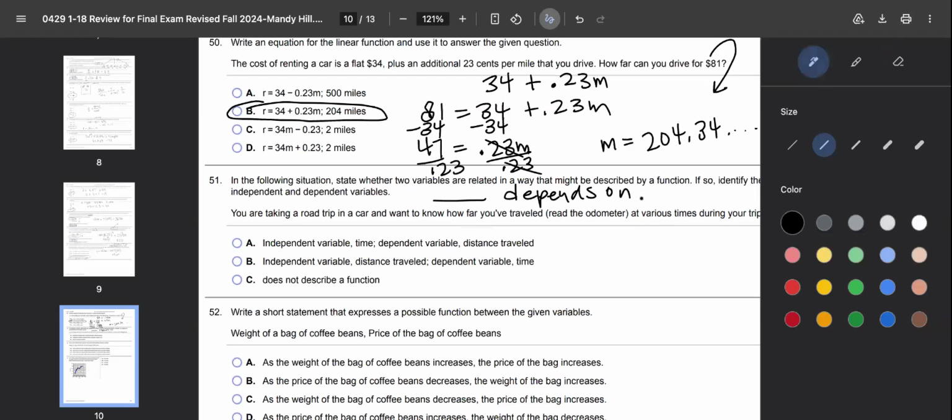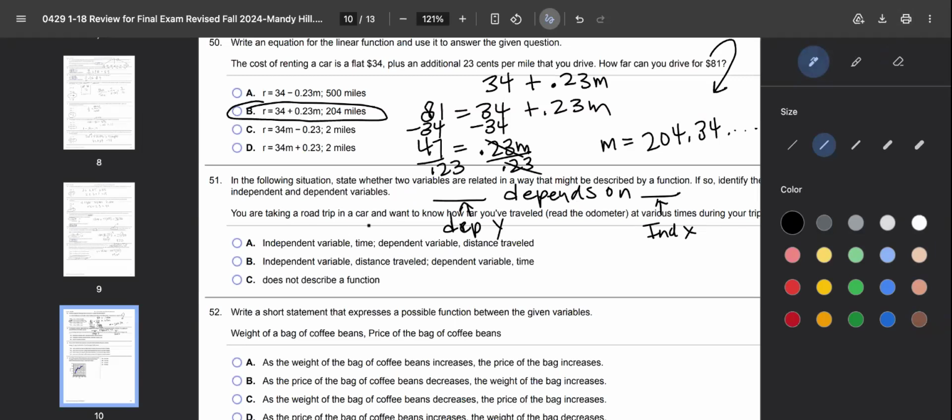Backwards. I want to make sure we get this right. Whatever goes here depends on whatever's here. So this would be your independent, I apologize, whatever the x value is. And this would be your dependent variable because it depends on something, which is usually your y value.